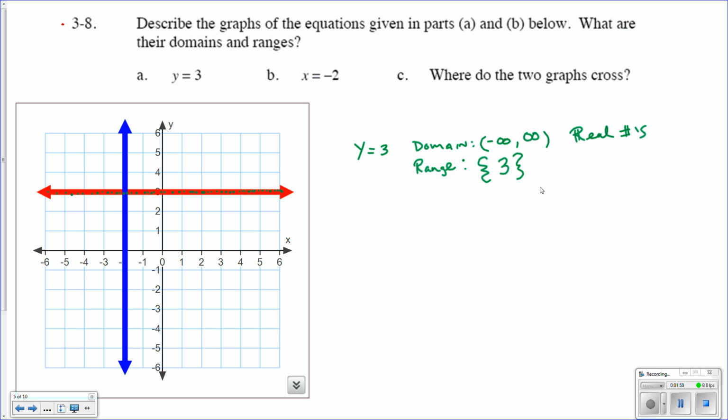Now let's jump into letter B. So letter B, you see we have x equals negative 2, and that's going to be this line here where all of the x coordinates equal negative 2. Our domain, whoops, I spelled it wrong. Let's fix that. Our domain is then looking at, for x equals negative 2, the only x coordinate you'll see on this line is negative 2. So just like on the last one, there was only one for its range, there's only one for the domain.